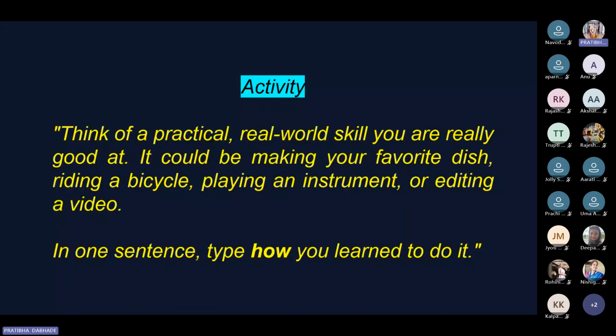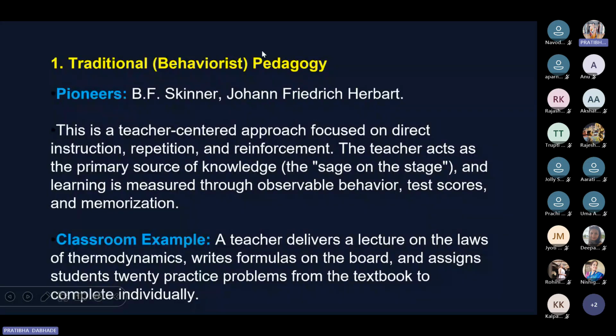This is teachers and this particular pedagogy, that is traditional behavioristic pedagogy. It is having a teacher-centric approach where the knowledge is imparted by the teacher. The students are active listeners, and learning is measured through observable behavior, test scores, and memorization. The next is constructivist.